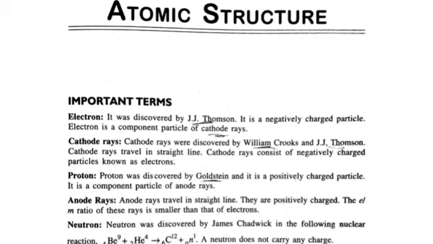So first of all, before starting the chapter, you should remember who discovered the electron, proton, and neutron, what the cathode rays and anode rays are, who discovered them, and in which year they were discovered.